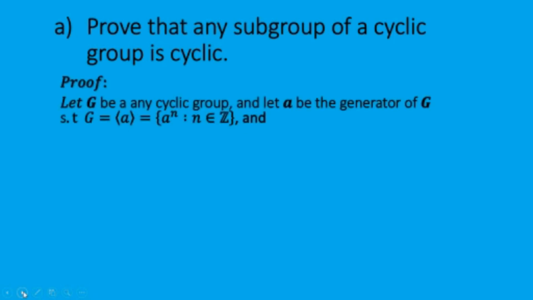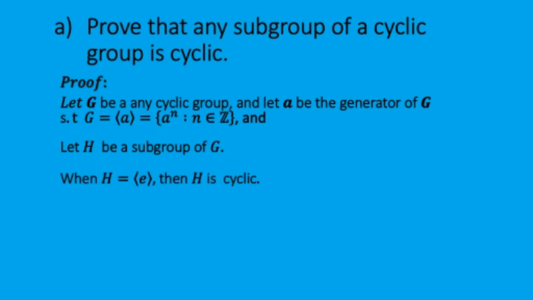To start with the proof, we first let G be a cyclic group, which means that G has a generator. So we let A be the generator of G, which also means that every element of G is a power of A. So we can write the entire group as the set containing integer powers of A, given by this notation. We then let H be a subgroup of G. Remember, our goal is to show that H is cyclic.